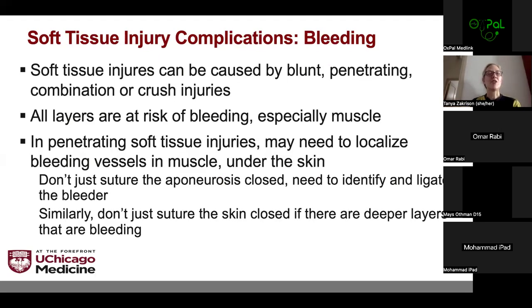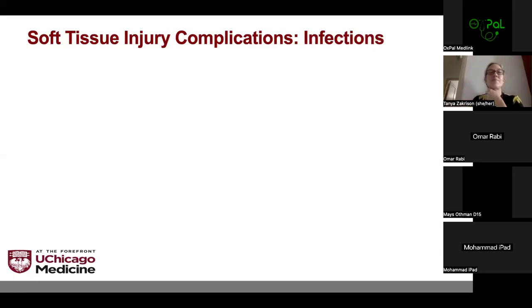And sometimes, as I mentioned, you might actually have to go looking for the bleeding vessel in the muscle. It could be a named vessel in the muscle. I've seen stab wounds to the deltoid muscle, to the pectoralis muscle, and a pectoralis major artery might be bleeding or something like that, where you have to make the incision larger and suture ligate whatever is bleeding. And be careful not to just suture the skin closed over top of your injury, because then you will continue bleeding underneath that.